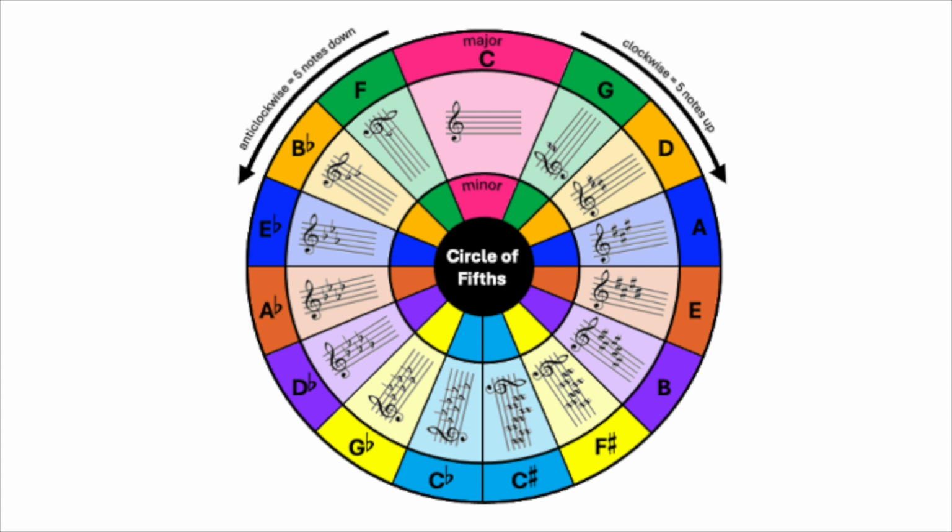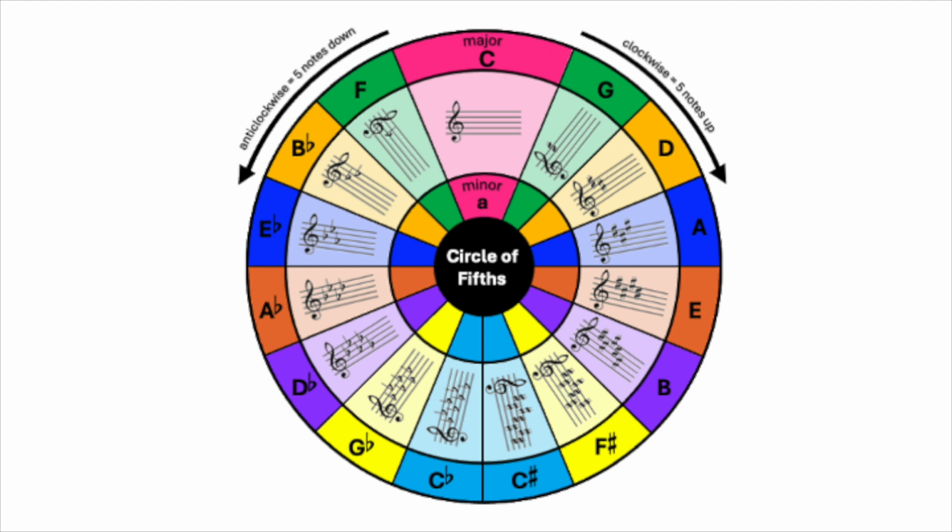To complete your circle of fifths, you can write the relative minor keys of each major key in the inner circle. You can use the method you learnt in Module 20 to work out each relative minor, or you can simply work out that C major's relative minor is A minor, and then follow the circle of fifths pattern again to complete the minor keys.